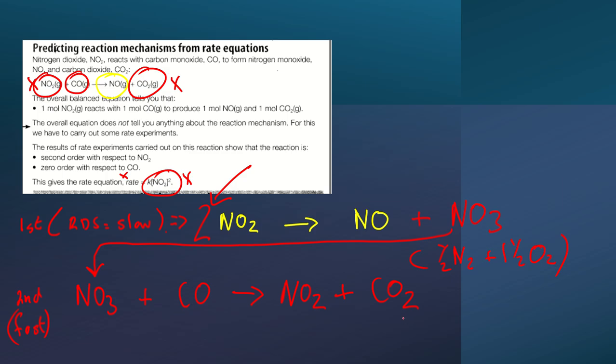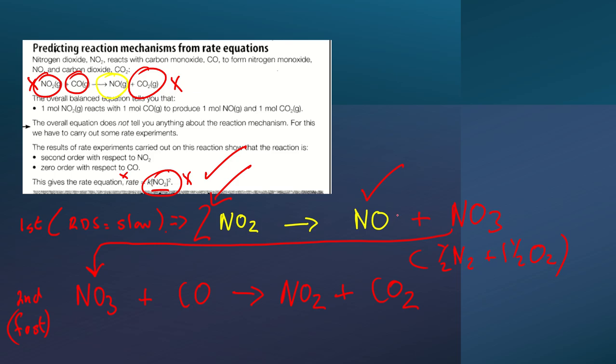So let's just go through and check it. Everything tallies up with the rate equation and the balanced symbol equation. So the rate equation means that I have to have 2 nitrogen dioxides in the slow step. I do. Perfect. Done. I have to overall make 1 nitrogen monoxide. I have overall made only 1 nitrogen monoxide in that step. Doesn't matter what step it's made in.